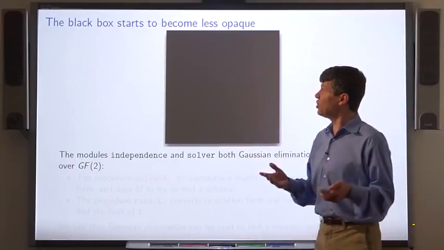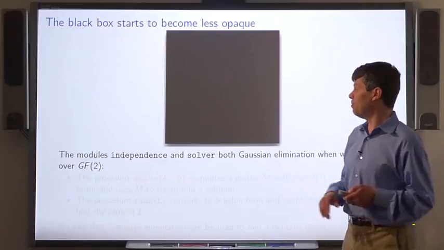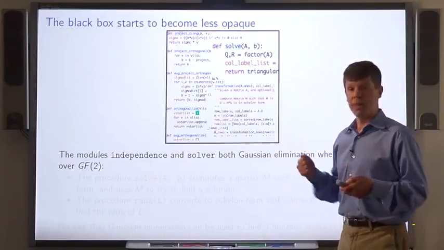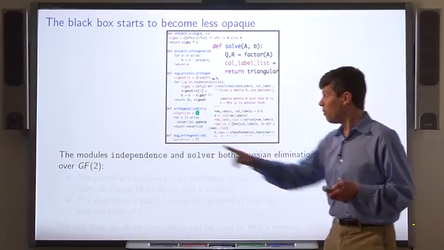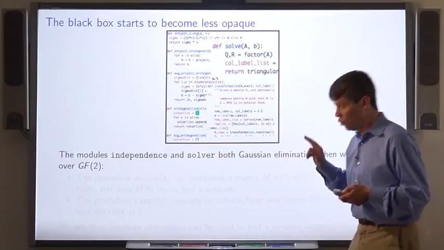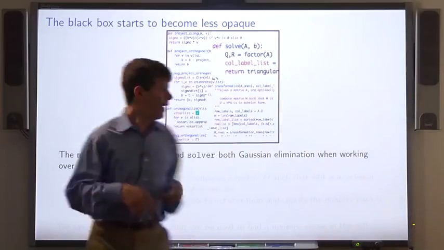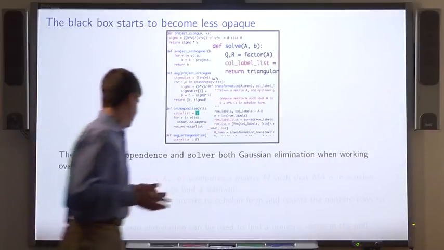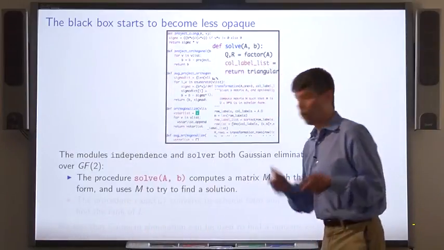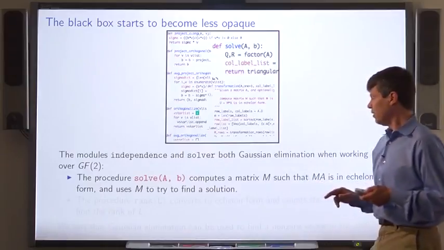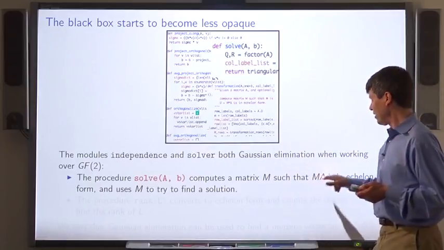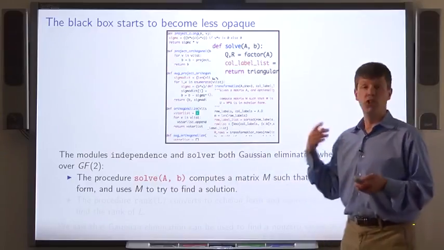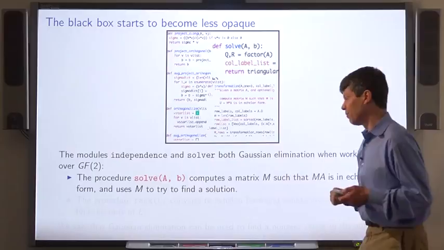So with Gaussian elimination, the black box has started to become less opaque. We're starting to figure out what's inside it. In particular, both the modules independence and solver use Gaussian elimination in dealing with matrices and vectors over GF2. So the procedure solve AB computes this matrix M such that M times A is in echelon form, and then uses M to try to find a solution, as we described earlier.